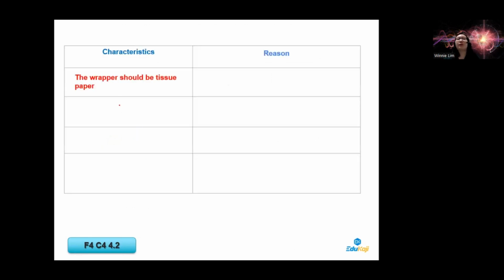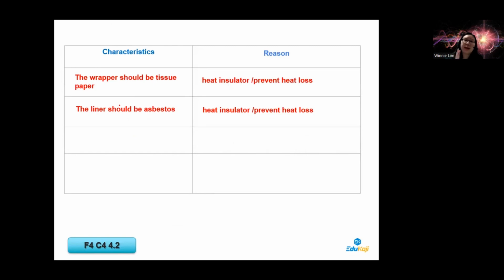Like this, the wrapper should be tissue paper. So what is the function of tissue paper? That acts as a heat insulator or prevents heat loss. Then the liner should be asbestos. Similar answer. But of course, if you can, do not repeat the same answer. But let's say you really have no idea, then you had better write the same answer than leave it blank. Sometimes they will accept the same answer more than once.